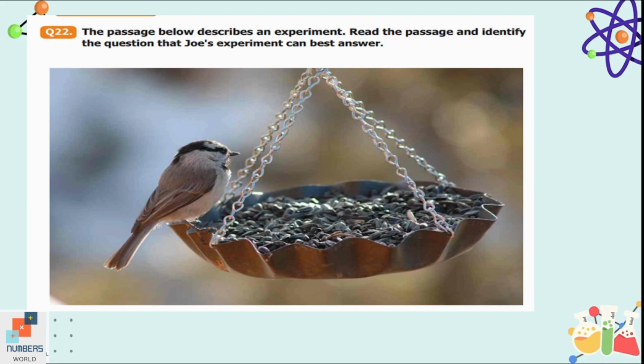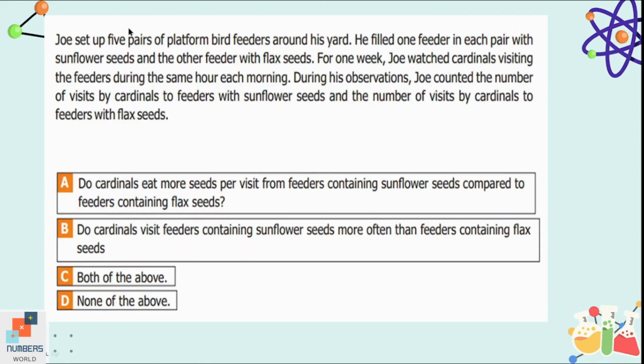Question number 22. The passage below describes an experiment. Read the passage and identify the question that Joe's experiment can best answer. Joe set up 5 pairs of platform bird feeders around his yard. He filled one feeder in each pair with sunflower seeds and the other feeder with flax seeds. For 1 week, Joe watched cardinals visiting the feeders during the same hour each morning. During his observations, Joe counted the number of visits by cardinals to feeders with sunflower seeds and the number of visits by cardinals to feeders with flax seeds.